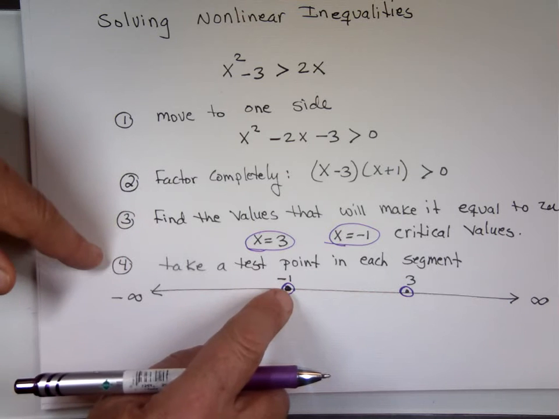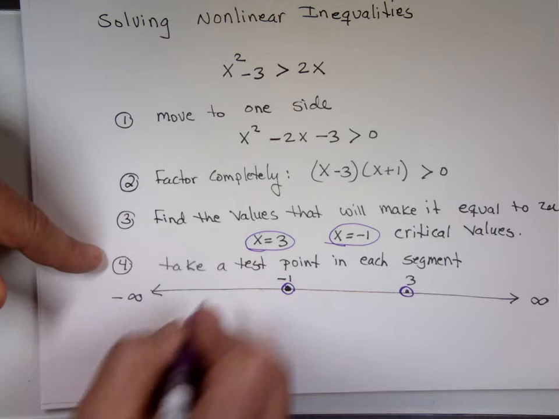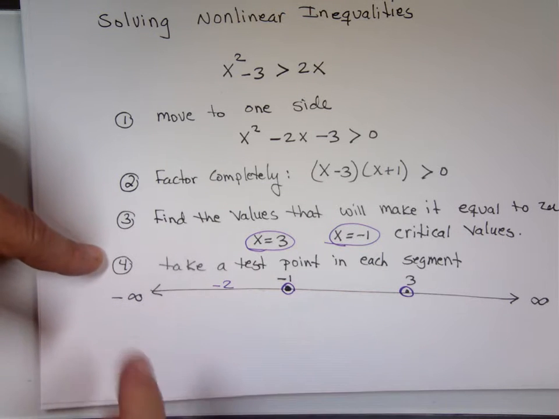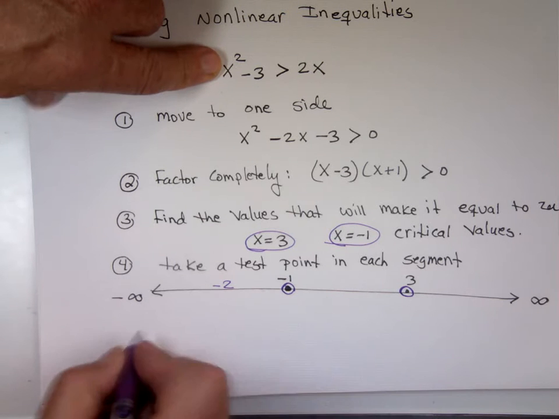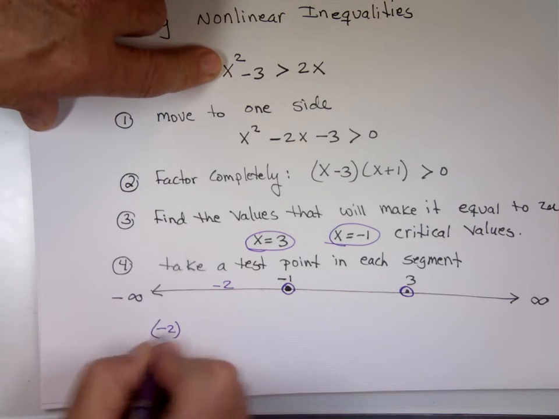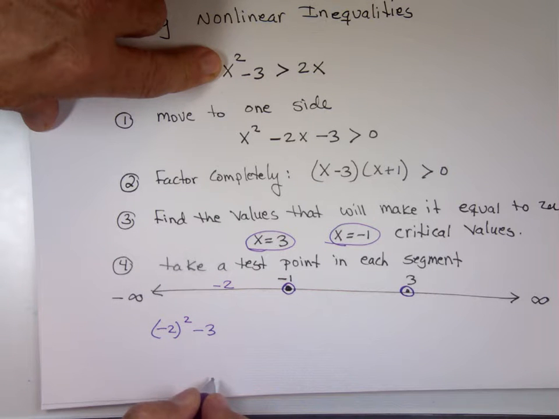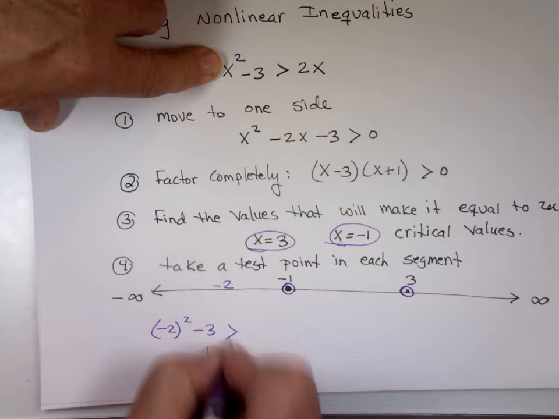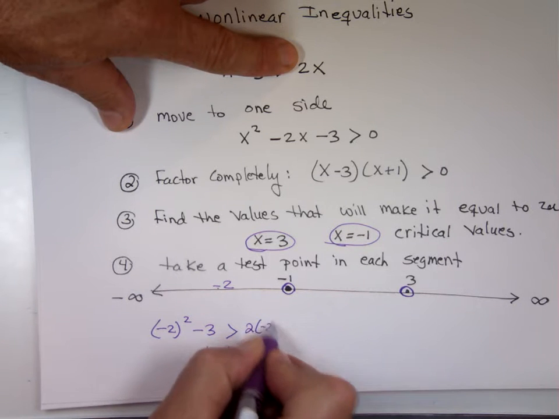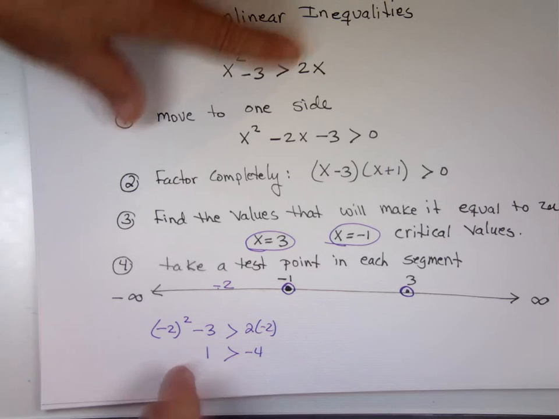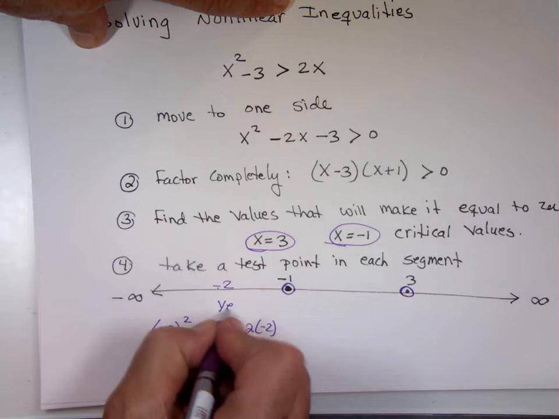Let's pick a value less than negative 1. Any number. Negative 2. Okay. Plug it into the original problem. What's negative 2 when you square it? 4. Minus 3 is 1. Is that number bigger than 2 times negative 2, which is negative 4? Is 1 bigger than negative 4? Yes. This piece is a solution.